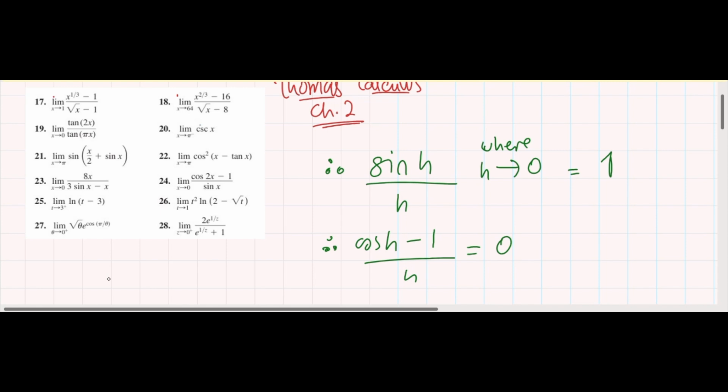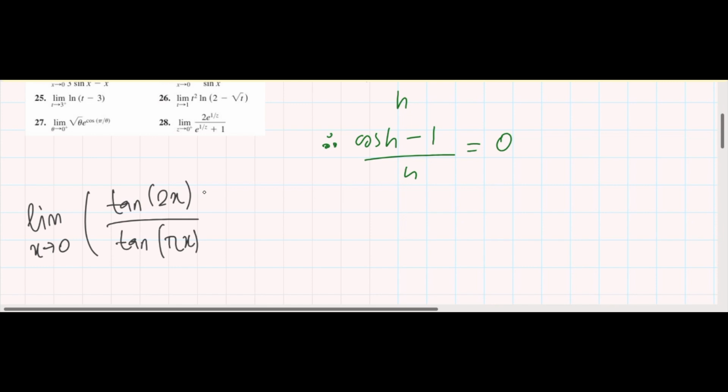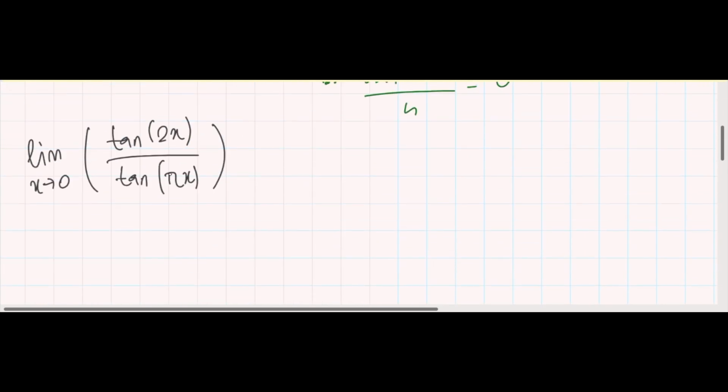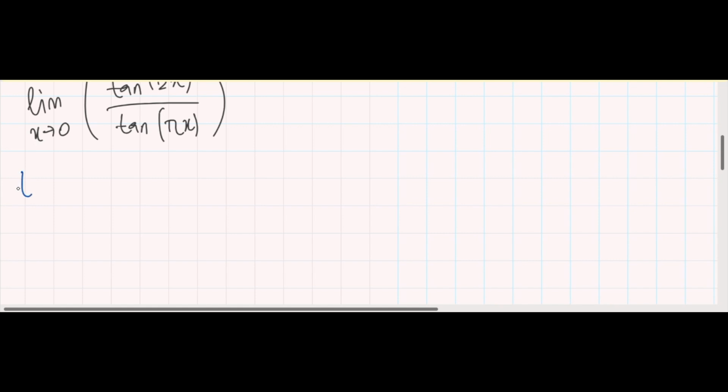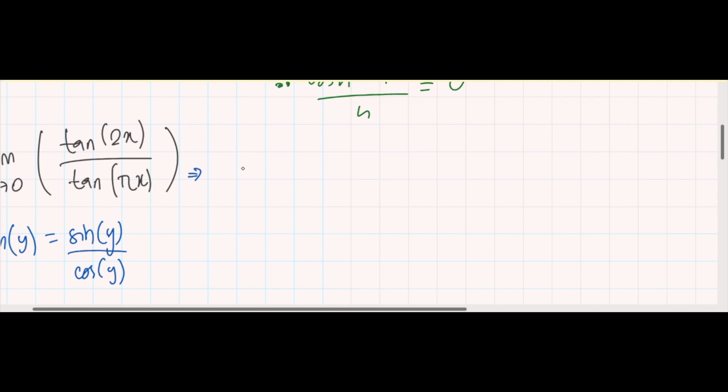So I'm gonna write it down here for you. Limit x approaches 0, where you have tan 2x upon tan pi x. Right? So the first thing you need to do is expand, right? Tan x, everybody knows the basic tan formula. Tan y equals sine y upon cos y, right? So we are just going to expand this really quickly.